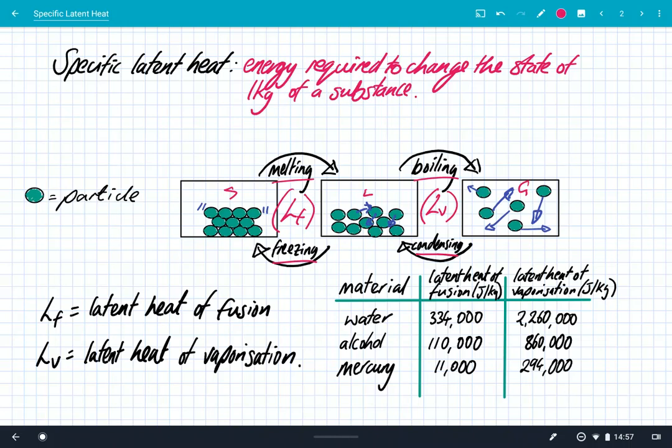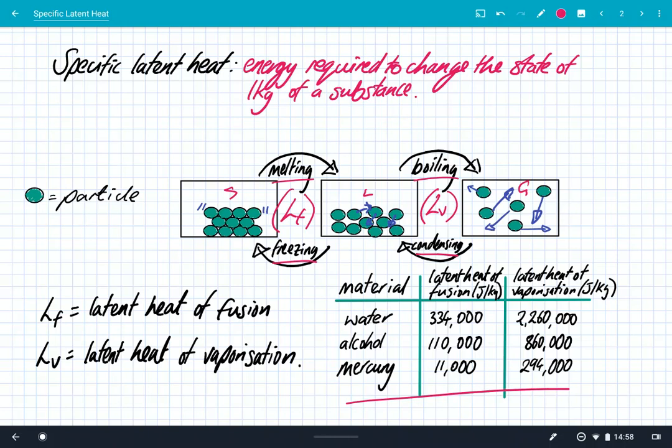I mentioned that it's specific to a material. So in this table on the bottom, I've got some different materials. Water, for example, takes 334,000 joules per kilogram to melt, whereas mercury only takes 11,000 joules per kilogram to melt it from solid mercury to liquid. We've also got the latent heat of vaporization, which is where we're looking at boiling or condensing. And to boil 1 kilogram of liquid water into 1 kilogram of gaseous steam, it takes 2,260,000 joules per kilogram. And you can see it's different once again for alcohol and mercury.